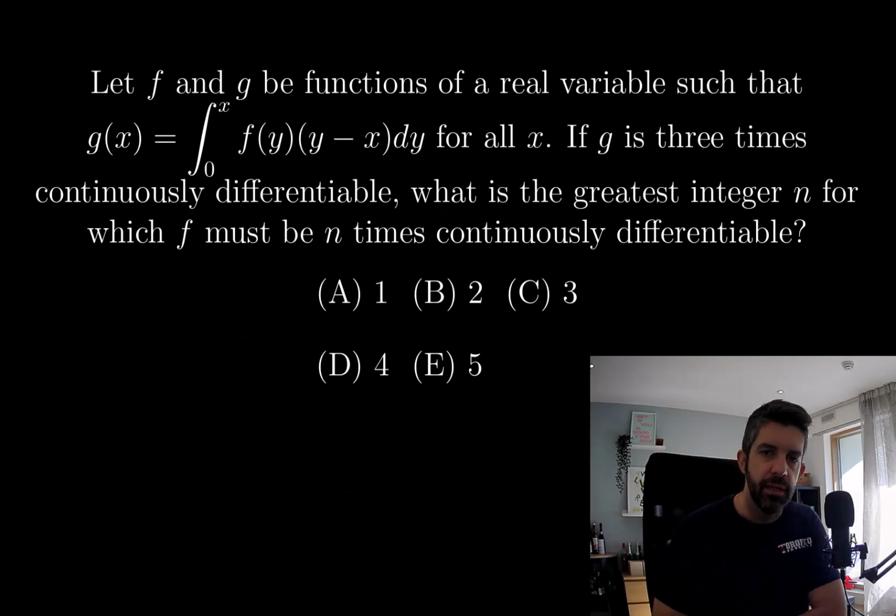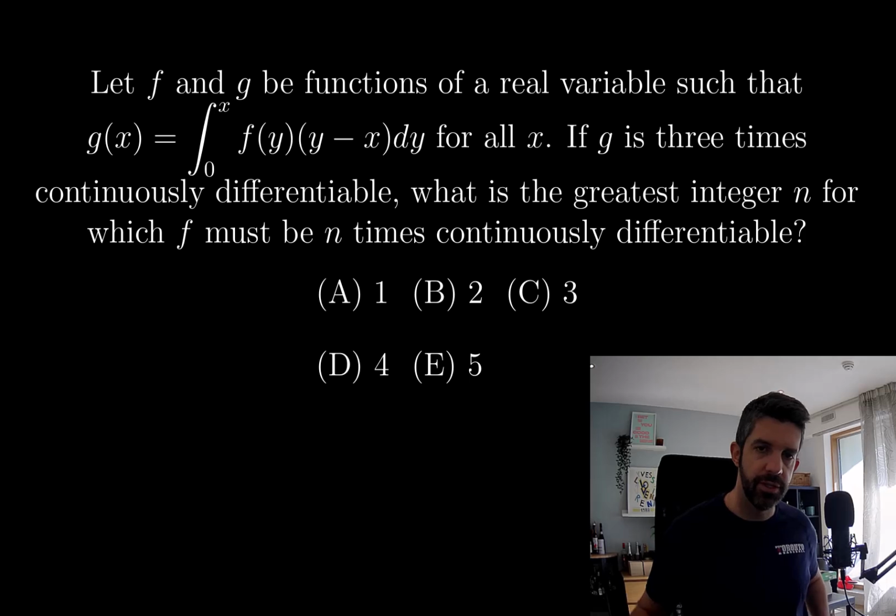Let f and g be functions of a real variable such that g of x is equal to the integral from 0 to x of f of y times y minus x dy for all x. If g is 3 times continuously differentiable, what is the greatest integer n for which f must be n times continuously differentiable?